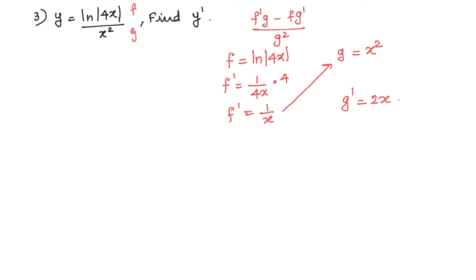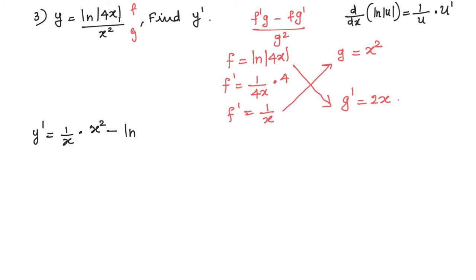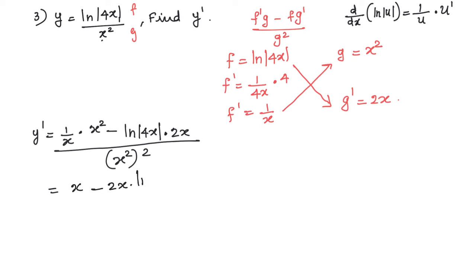So f prime g minus f g prime. Then multiply by g square. So f prime g minus f g prime is 2x, whole divided by g square. G is x square, so x square squared. Here one x will cancel and only one x will be left, and we have 2x ln of absolute value of 4x divided by x power 4.